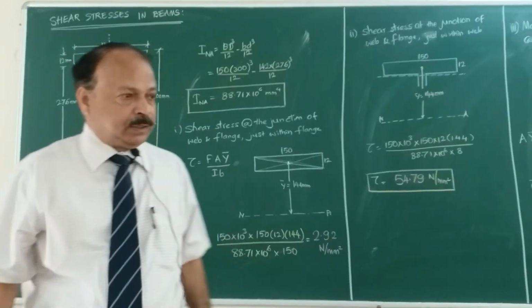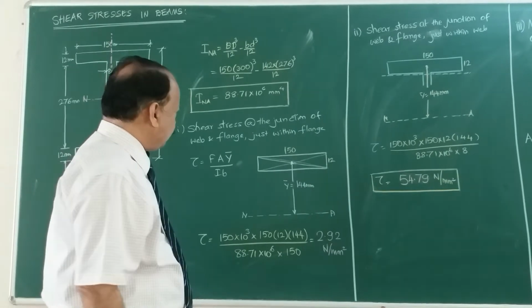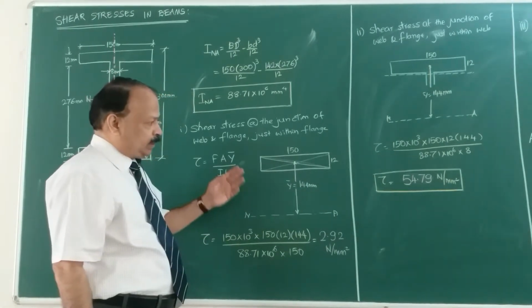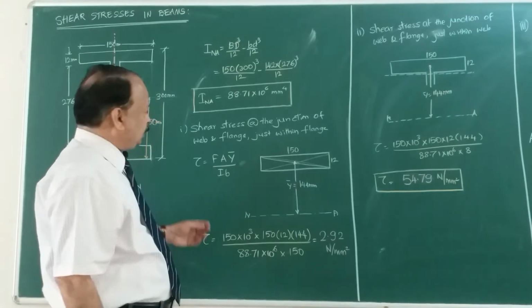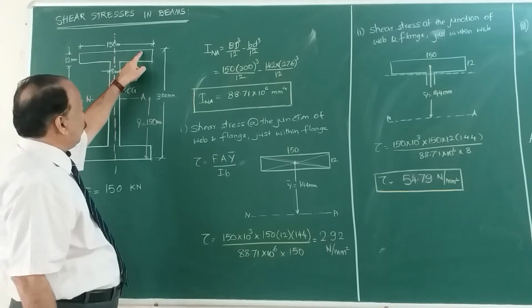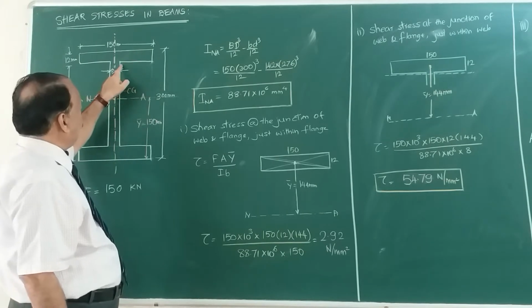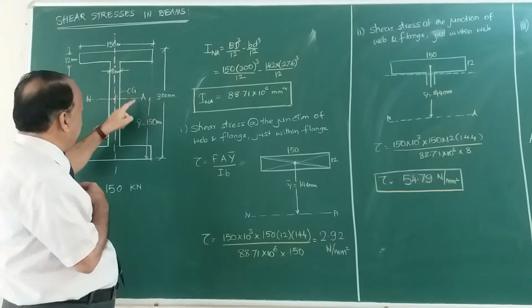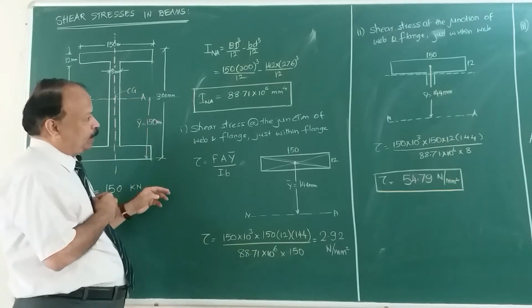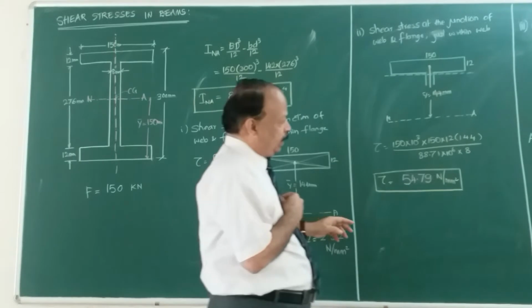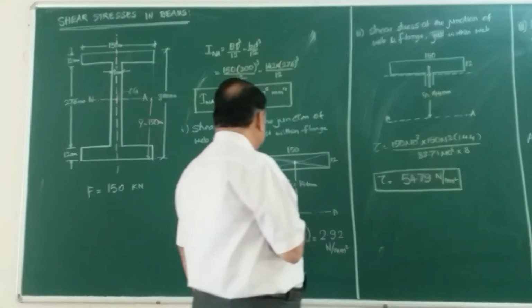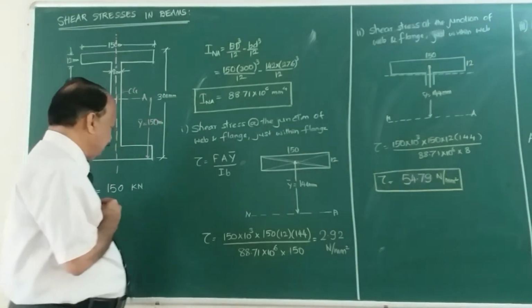So let us solve, because for calculating the shear stress and drawing the shear stress diagram, you have to calculate shear stress at various points, that is at top of the top flange, junction of web and the flange, and maximum shear stress is available at the neutral axis. So for that the formula is F A y bar upon I B. So you first have to calculate the moment of inertia.